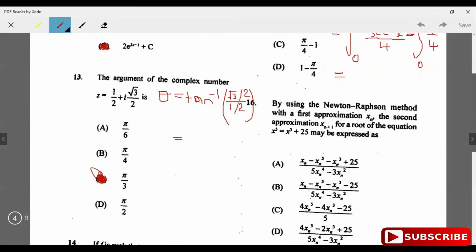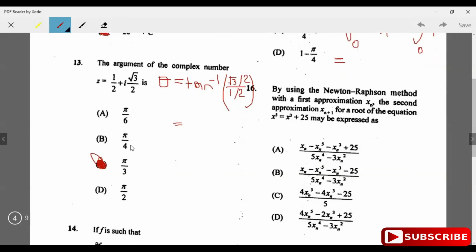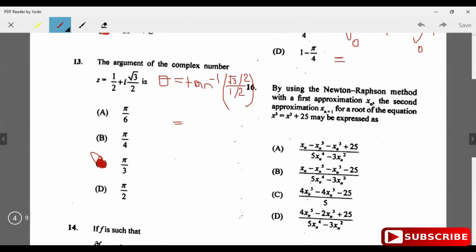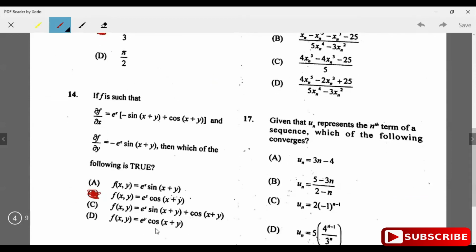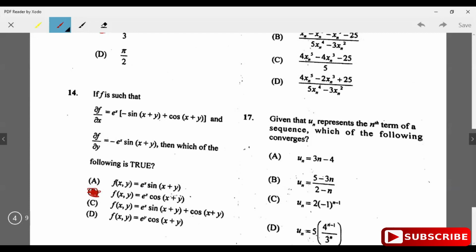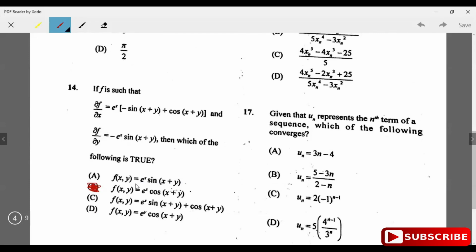And then question 13 is a repeat question, which was 5 by 3. Question 14 is a repeat question. Yes, sir. I would like to know how to do this one again, the partial derivative question 14. Yes, all right.